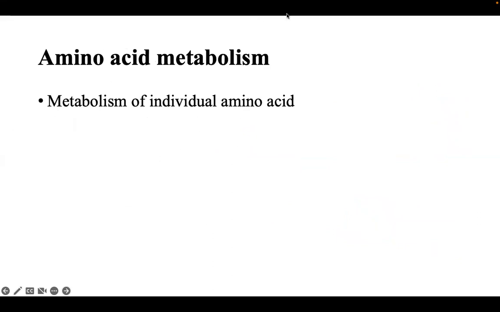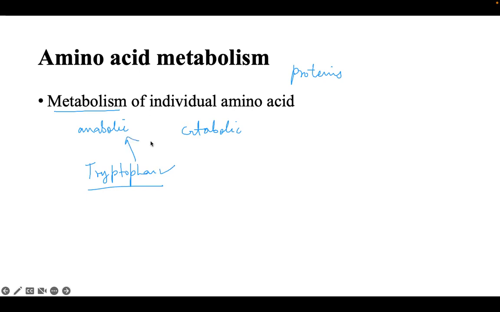Talking about amino acids, you know that there are 20 standard amino acids present in the body, which are responsible for the formation of proteins, an integral part of the cell that also performs a variety of functions in the body. All these amino acids have their individual metabolic pathways, an anabolic pathway and a catabolic pathway. For example, the amino acid tryptophan will have one anabolic pathway and one catabolic pathway. Similarly, all the amino acids have catabolic and anabolic pathways individual to them.